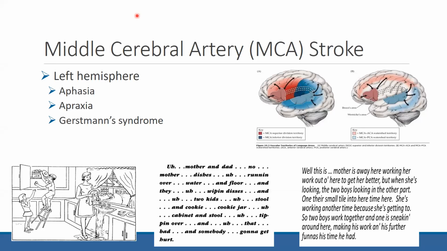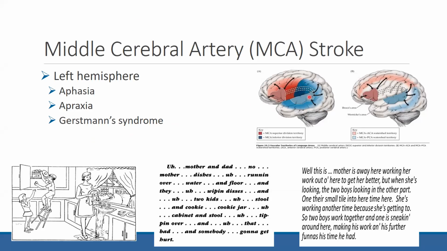So the ability to do meaningful, purposeful movements with your limbs. So this is where we test, like, show me how you would make a peanut butter and jelly sandwich. Show me how you would salute. Show me how you would strike a match and blow it out. Things like that. And then a syndrome you can get with a left MCA stroke is Gerstmann syndrome.